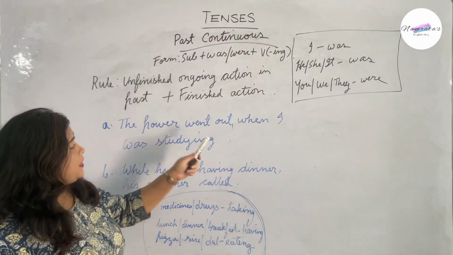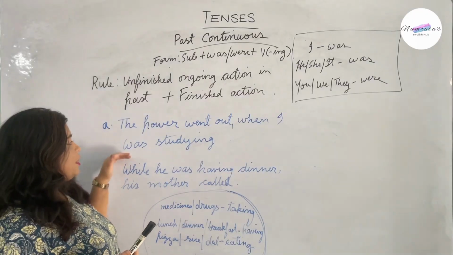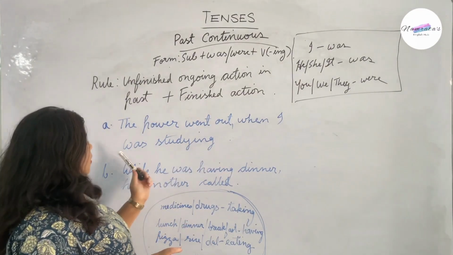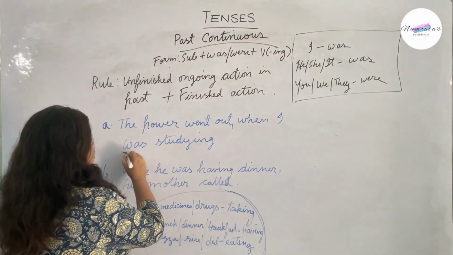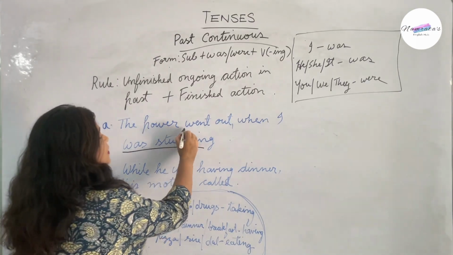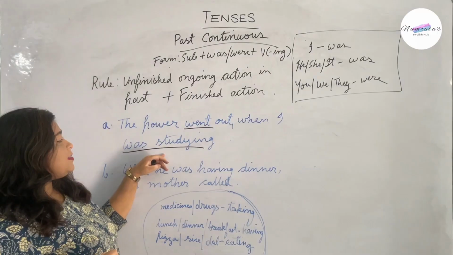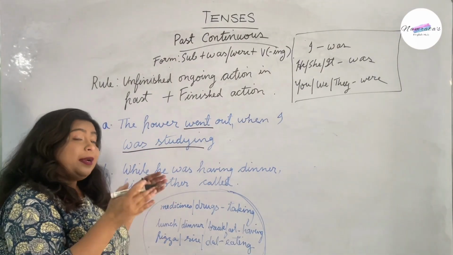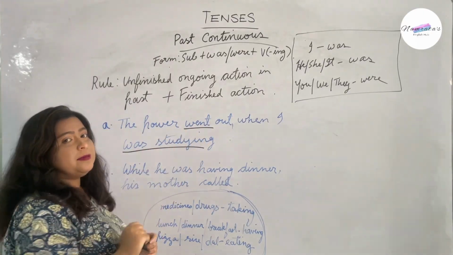See, the power went out when I was studying. Now here, the unfinished action is I was studying. While I was studying, the power went out. So in the unfinished action, we are using this past continuous form, was studying. And in the finished action, we are using the past form, that is went. So, in sentences of past continuous, if in one part of the sentence we are using past continuous, the other part will be simple past.